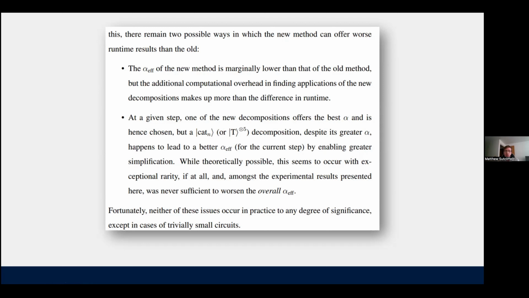And then the other way is if our heuristic is suboptimal in the case. So as I said, if one of the new decompositions offers the best alpha and is chosen, but one of the others, say the cat decomposition, might have led to more simplification, but we just didn't predict that. But again, this is generally rare. Our decompositions tend to perform better.